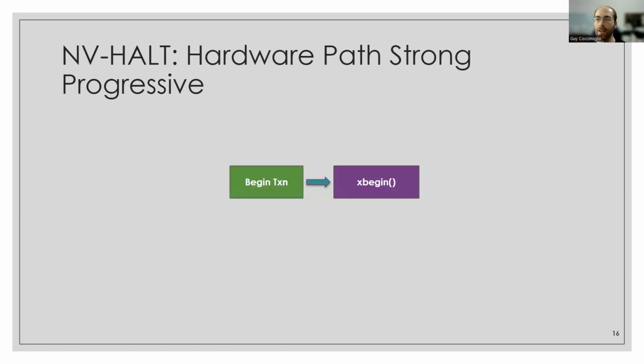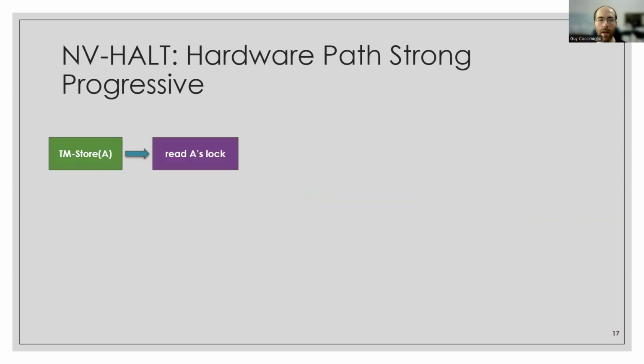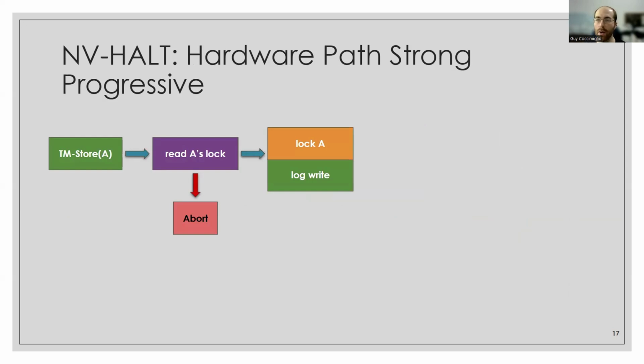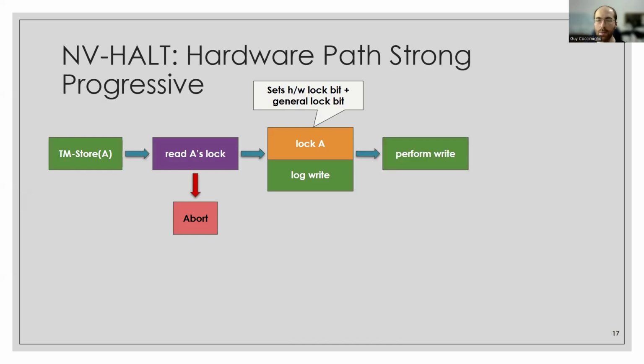In this case, when you begin a transaction, it's equivalent to performing the xbegin operation because we're using Intel RTM. If we want to perform a store of A, then we're going to read A's lock to check if it's locked. If it is locked, we're going to abort. If it's not locked, then we're going to lock A and we're going to log this write in our private per thread log. And of course, this lock is going to set the hardware lock bit along with that general lock bit. And in this case, we're going to immediately perform the write because we're in hardware.